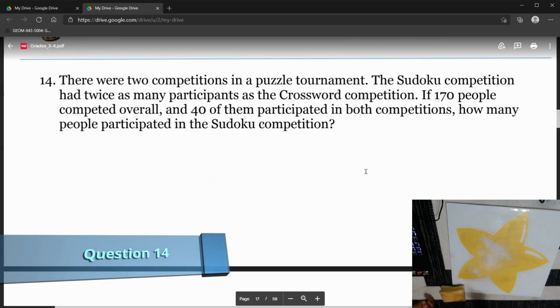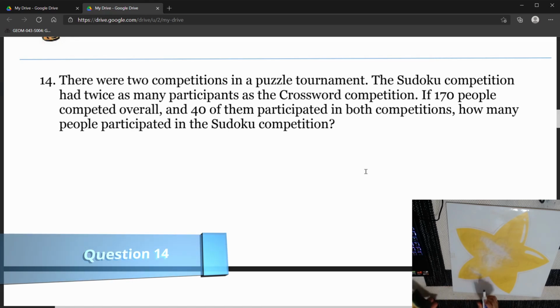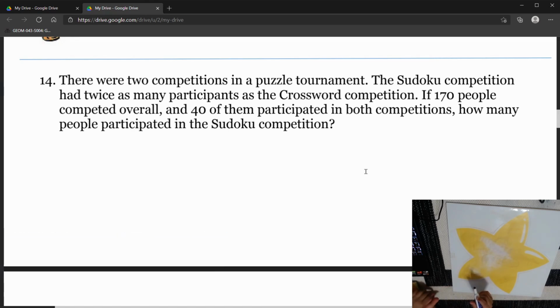Okay. There were 2 competitions in a puzzle tournament. The Sudoku competition had twice as many participants as the crossword competition. So if 170 people competed overall and 40 of them participated in both competitions, how many people participated in the Sudoku competition?